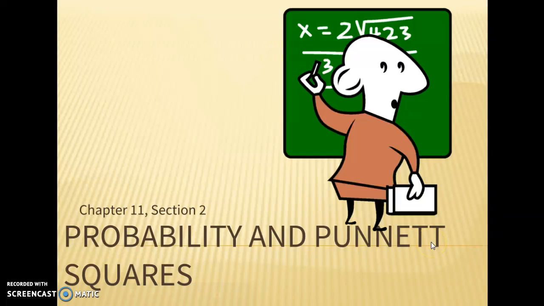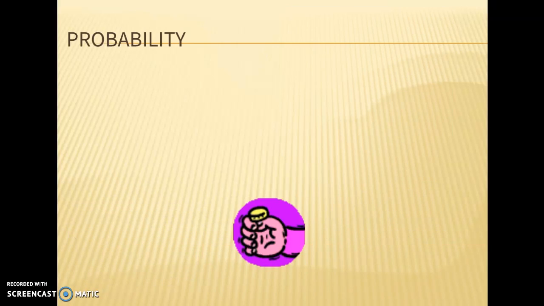Okay, in our next section in genetics, we're going to be looking at probability and Punnett squares. And if you want to reference your textbook, this would be Chapter 11, Section 2. So let's go ahead and start into that and talk about probability first.